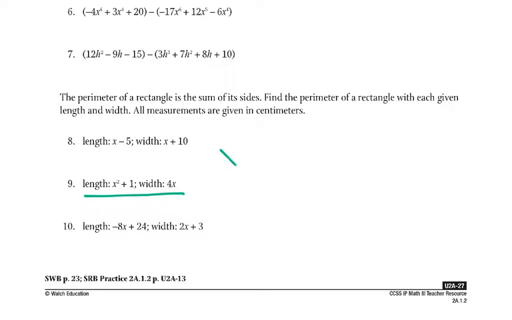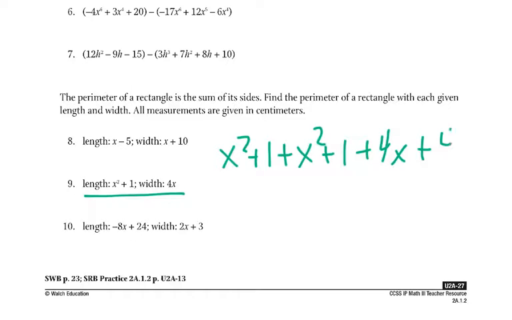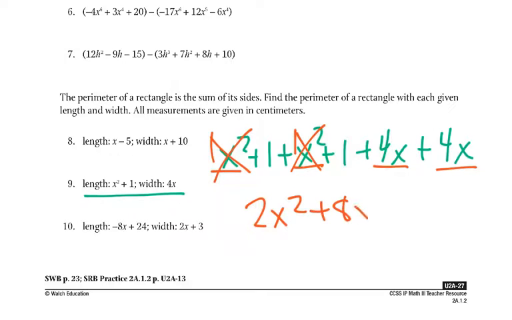So the length, we've got x squared plus 1 plus x squared plus 1, right? We do it twice. Plus 4x plus 4x. Look for like terms. X squared. Combine them, 1 and 1, make 2x squared. Okay. 4x and 4x give us 8x. Then 1 and 1 give us 2. And there's our area. Perimeter.